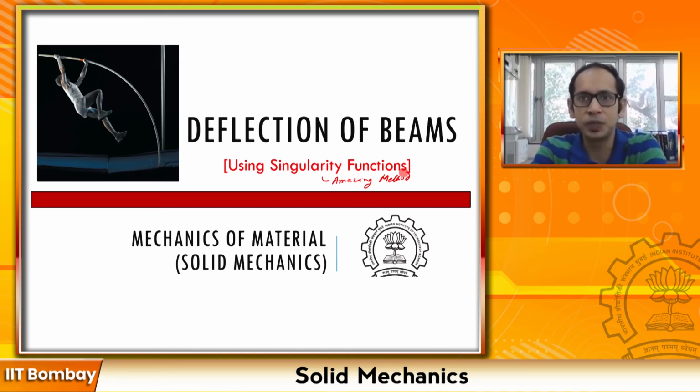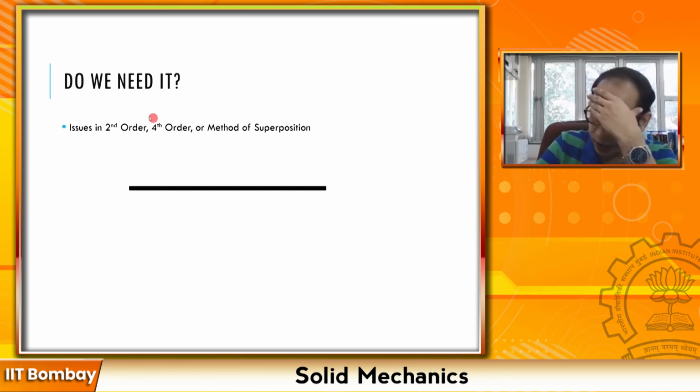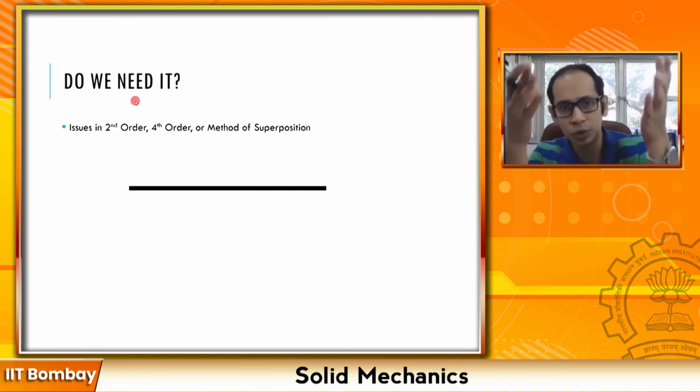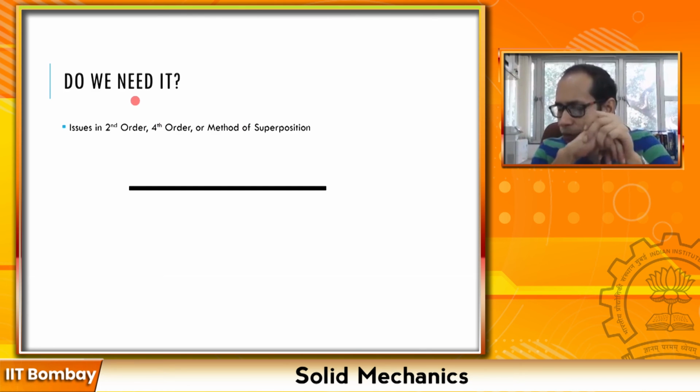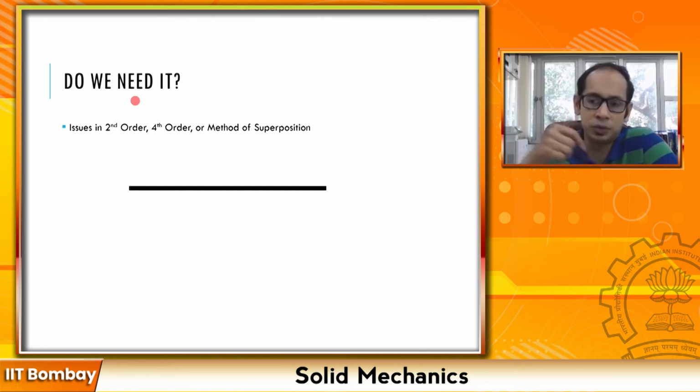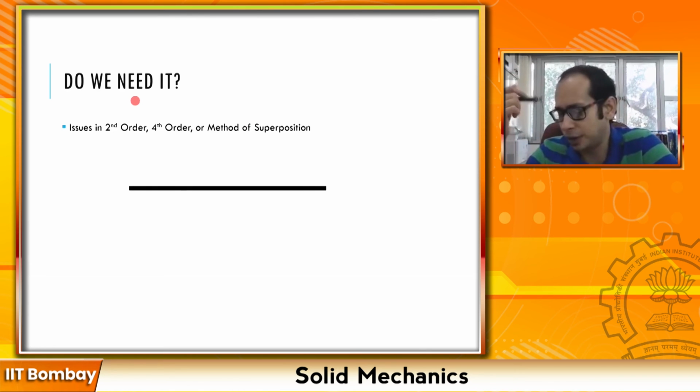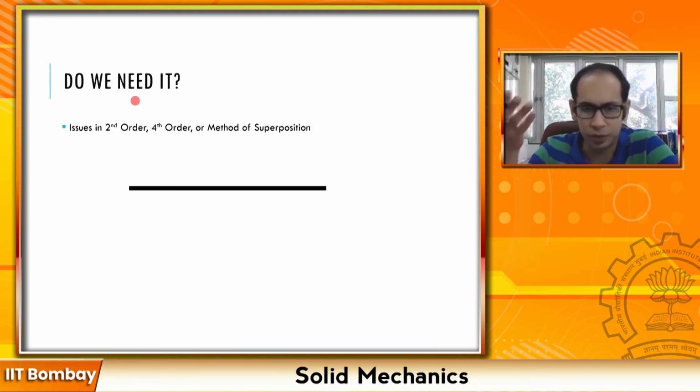But first, why do we need to learn this? Why can't we just be happy with the second order method or the fourth order method or with the method of superposition? Do you actually need to know another method, which is using the singularity functions? If you think of the different techniques that we learned, for example the second order, fourth order, or the method of superposition.